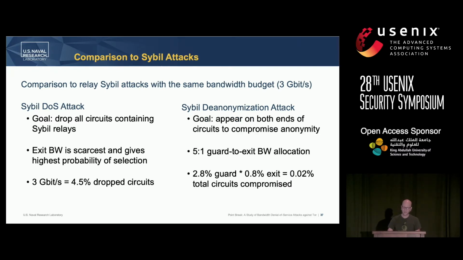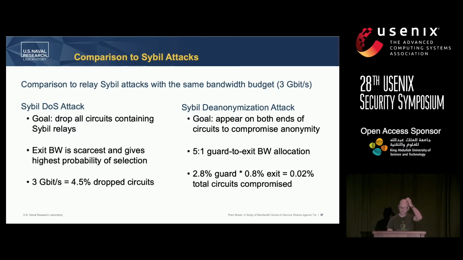In a de-anonymization attack, the goal is to appear on both ends of the circuit in order to compromise anonymity of the client. So you appear on one end, you know the client. You appear on the other end, you know the server. Previous work has looked at this issue and found for a given bandwidth budget, the best allocation of resources is a 5-to-1 ratio of guard bandwidth to exit bandwidth. And this is because it's more difficult to become a client's guard node because clients choose a guard and stick with it for several months. So it's more advantageous to put more of your resources towards running guard nodes in that case.